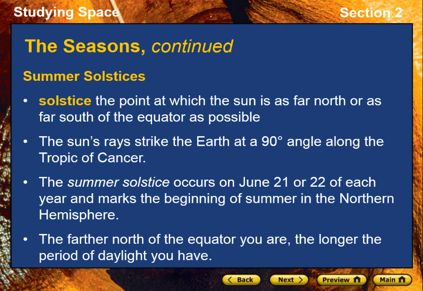Summer solstices. The seasons of summer and winter begin on days called solstices. Each year on June 21st or 22nd, the North Pole's tilt toward the Sun is greatest. On this day, the Sun's rays strike Earth at a 90-degree angle along the Tropic of Cancer, which is located at 23.5 degrees north latitude. This day is called the summer solstice and marks the beginning of summer in the Northern Hemisphere.